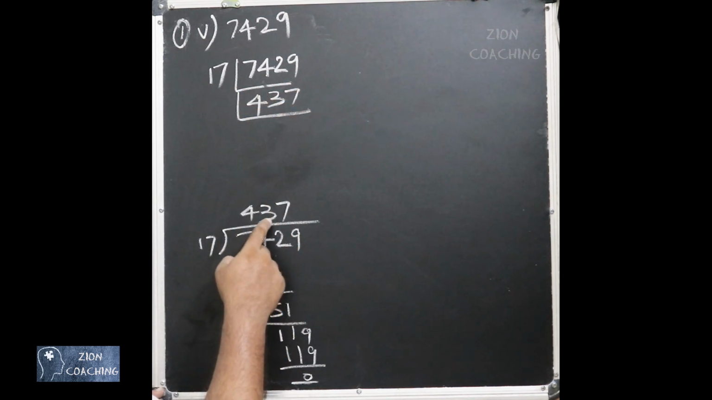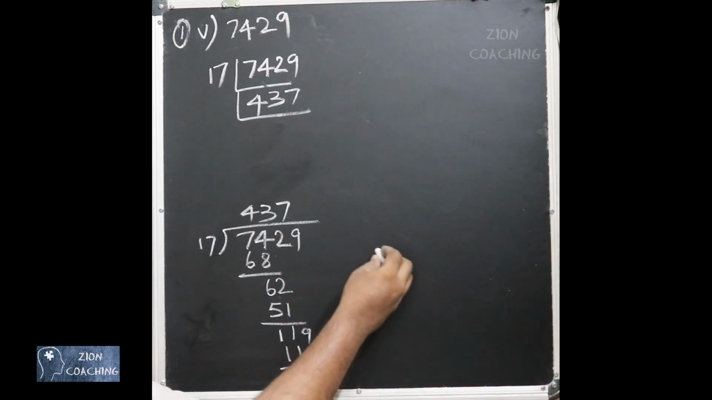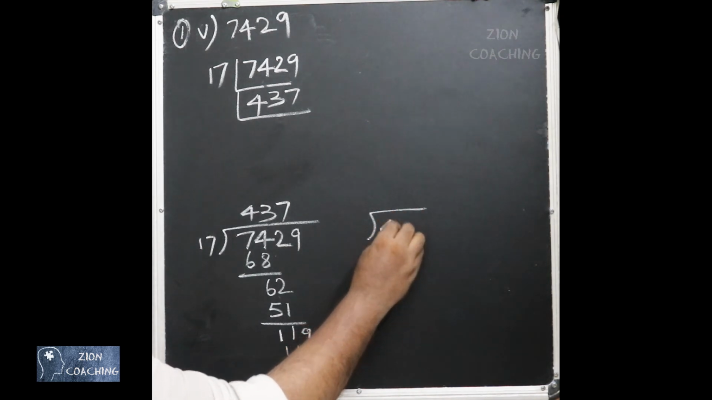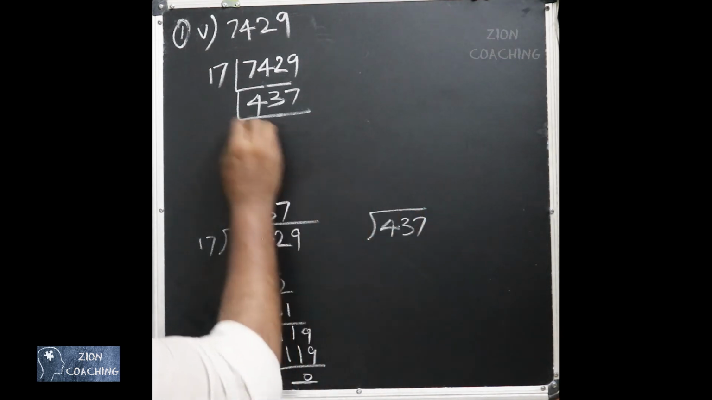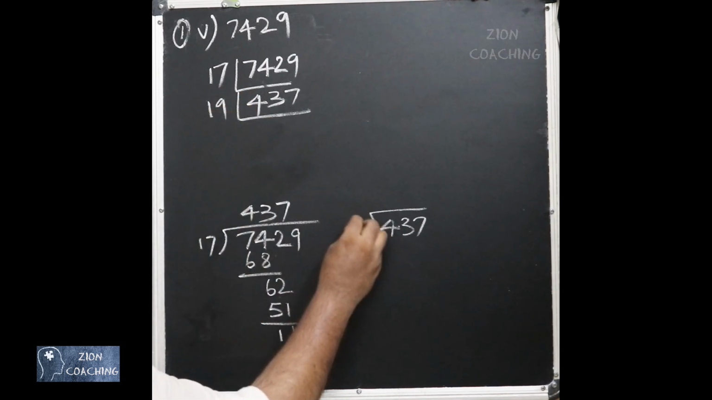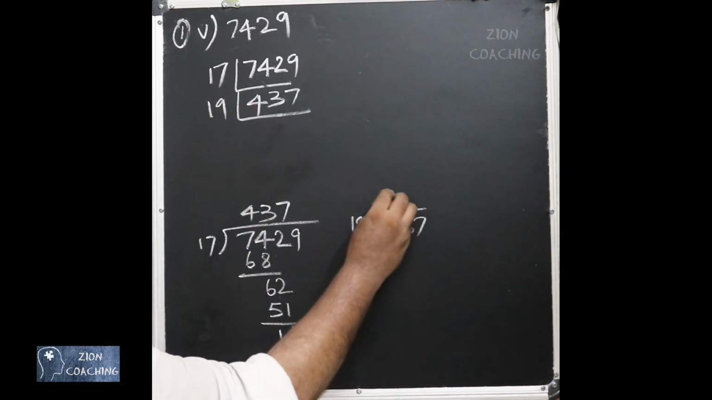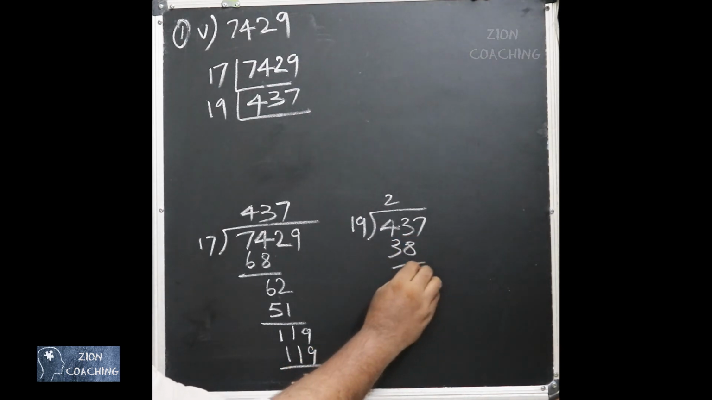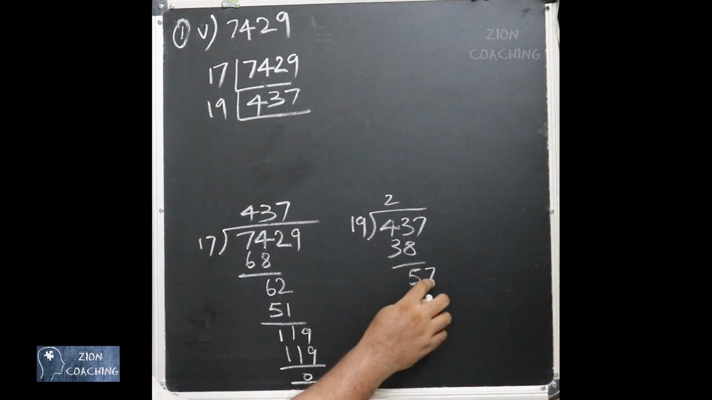Again when you check, this number is not divisible by 17. So we will go for the next prime number, that is 19. We are going to try whether this number is divisible by 19. When you divide by 19, 2 19s are 38. Then the remainder is going to be 5. Bring down the next number.